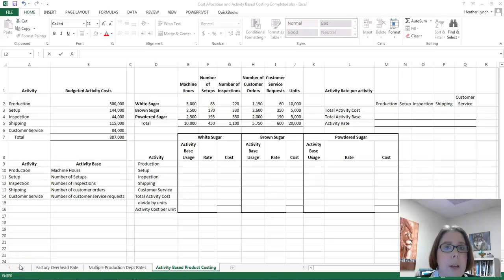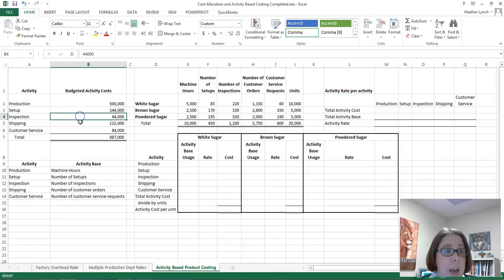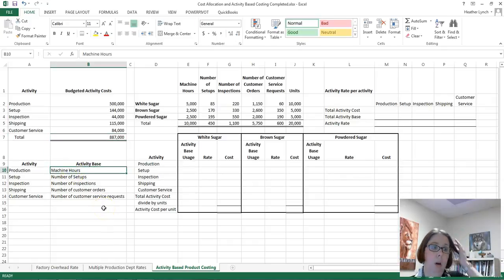Hi everybody, so this is the final activity-based costing and we're actually going to go through the whole process. I've been given this information for budgeted activity costs for production, setup, inspection, shipping, customer service for a total of $887,000. And then I have my activities again, and I'm saying that activity base for production is based on machine hours, setup is based on number of setups, inspection is based on number of inspections, shipping is based on number of customer orders, and customer service is based on number of customer service requests.